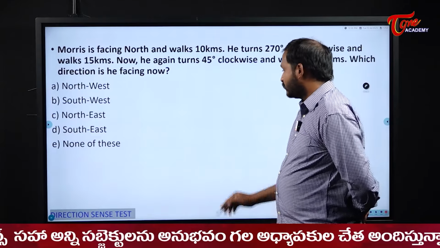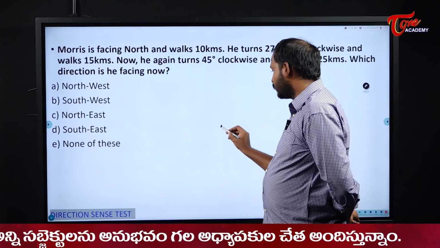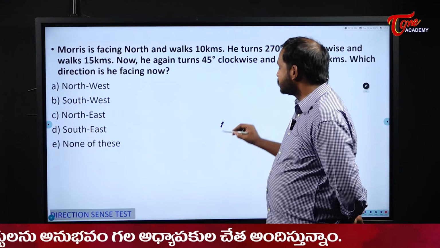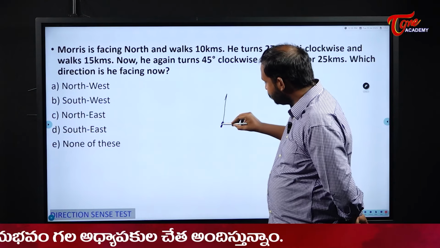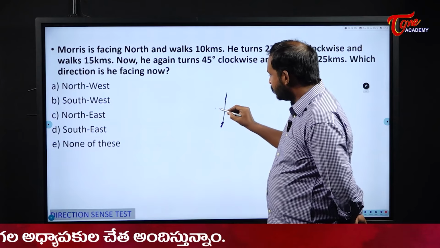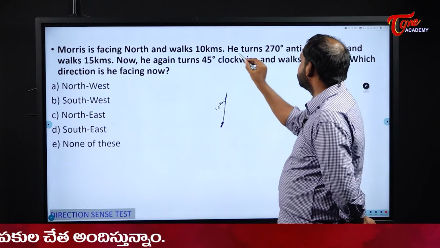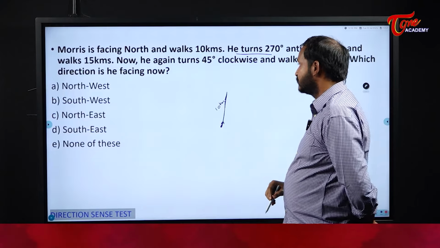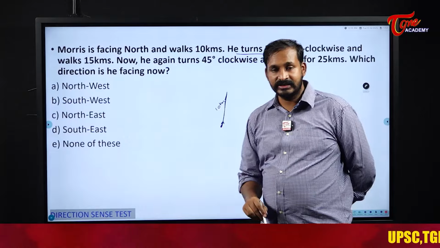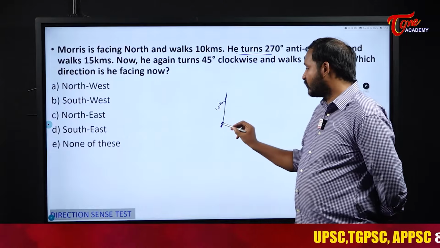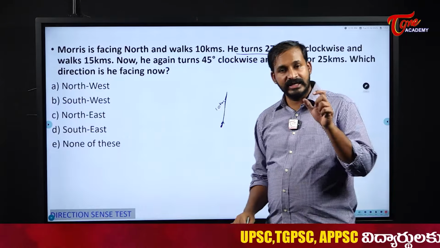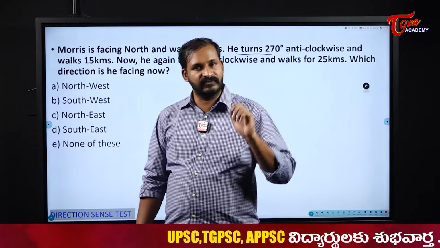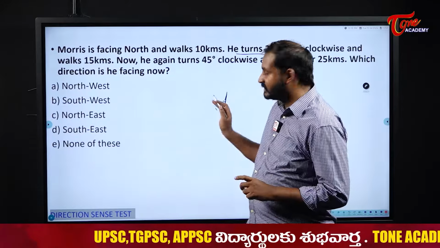Morris is facing north. North means upward direction. He walks 10 kilometers. That means in the same direction he will walk 10 kilometers. He turns 270 degrees anti-clockwise and walks 15 kilometers. Now here, students, see, he is walking some distance. He is not staying at the same position. If he is staying at the same position and turning, then it is fine. But he is walking some distance and then turning, right?